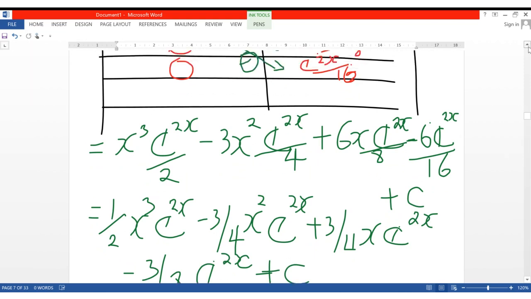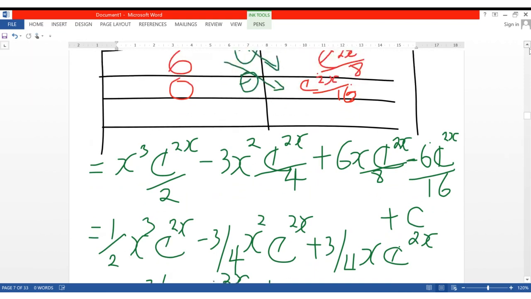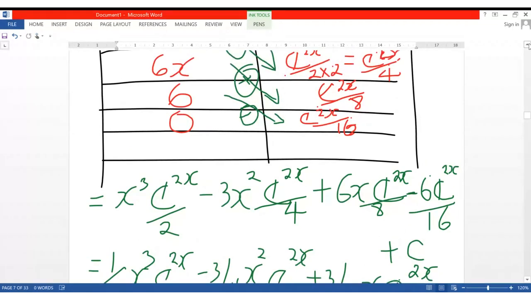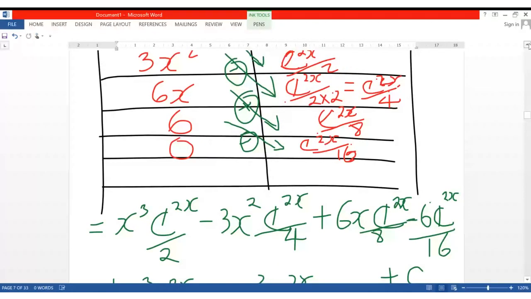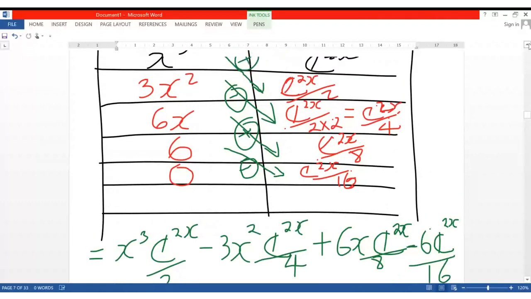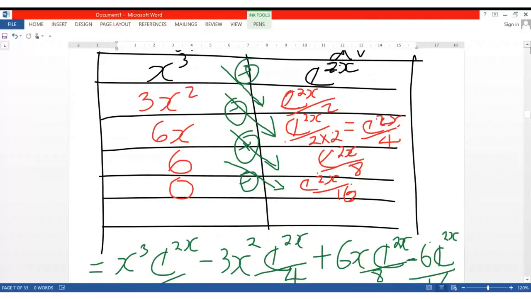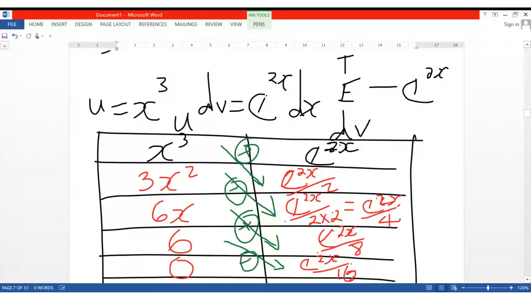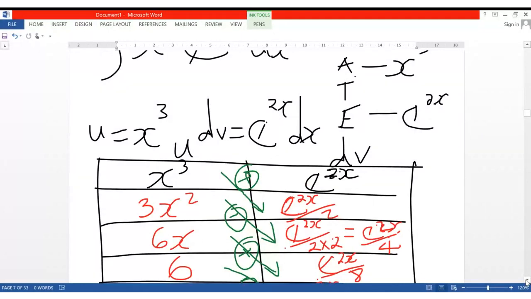What we just need to remember is you have to be good at differentiation, and good at integration, and then you have the signs. You always start with positive, negative, positive, negative. Signs are very important, because without the signs, the answer that you'll get, you'll not be able to write.